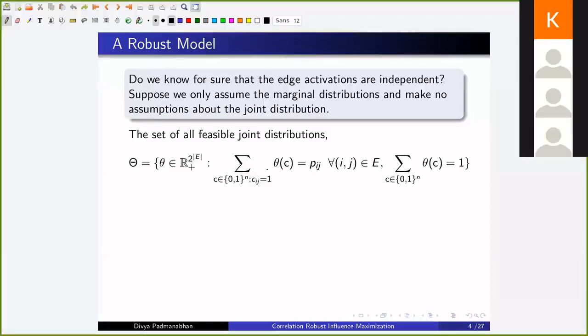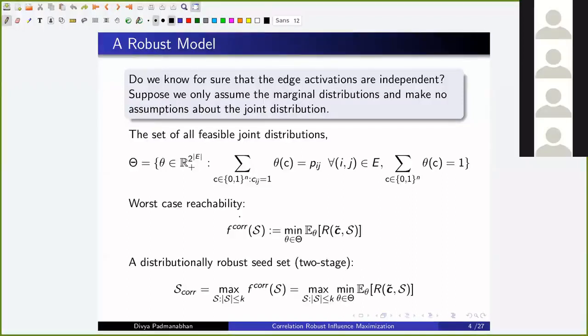So that's why every distribution is a vector of size 2 power e or 2 power n. Okay, so that's what this set is. And what we typically are interested in this model is the worst case reachability. We have a family of distributions. Now from this family, what is the worst possible expected value that you can get for the reachability for a given seed set? That is the min value of this expectation over all the distributions in this family.